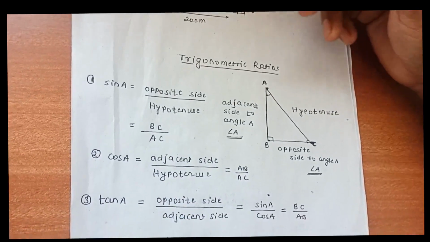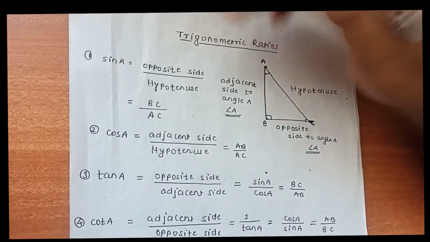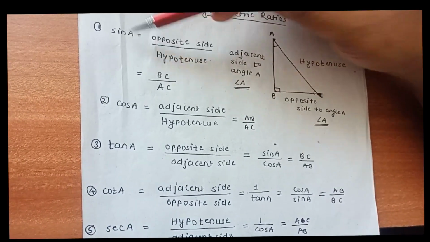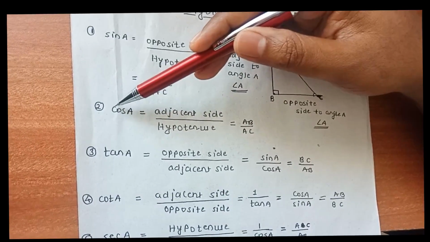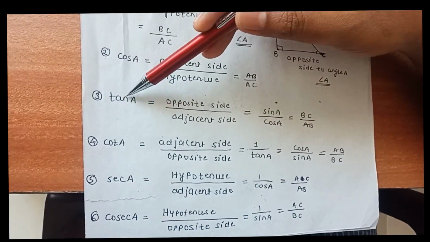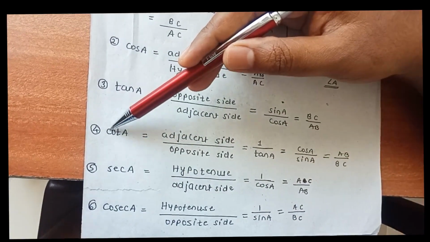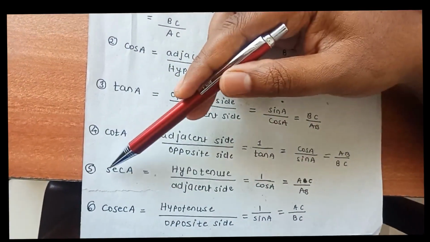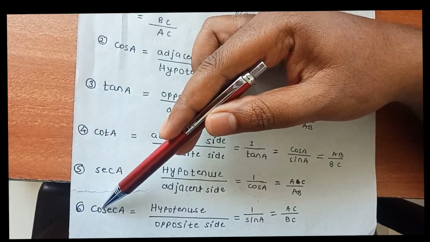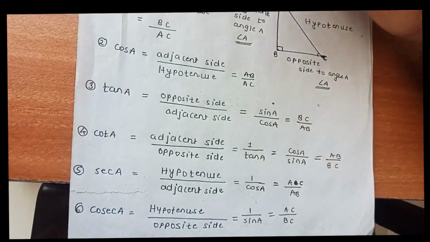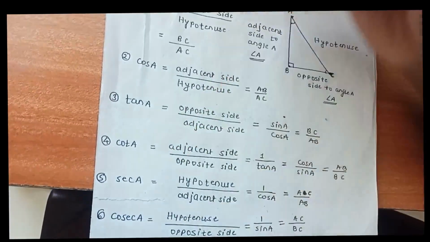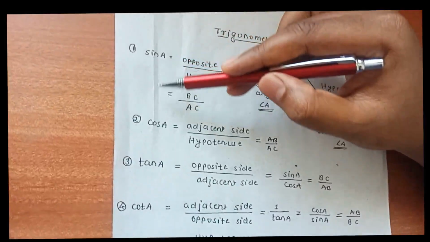Remember, there are only 6 trigonometric ratios. First is sine, S-I-N. Next is cos, C-O-S. Next is tan, T-A-N. Next is cot, C-O-T. Next is sec, S-E-C. Next is cosec, C-O-S-E-C. Now this is 1, 2, 3, 4, 5, and 6. So these are the 6 trigonometric ratios.